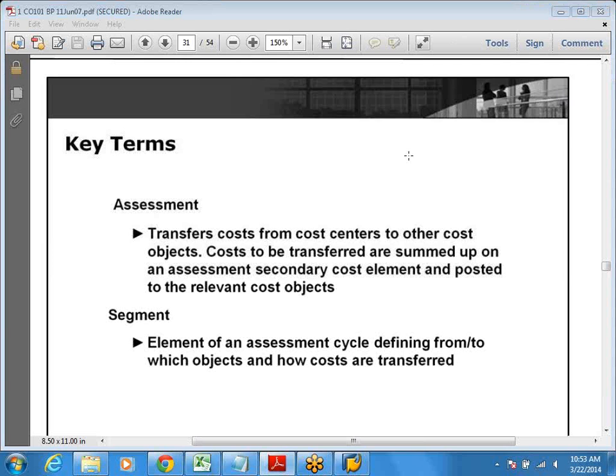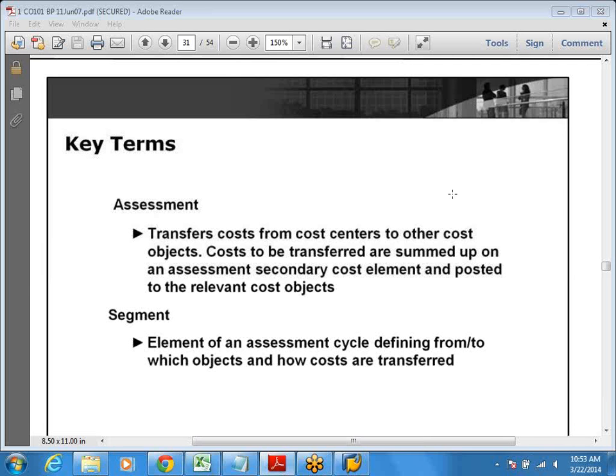Assessments. The term assessment means you're transferring costs from one cost center to another cost object. You can transfer from a cost center to an internal order, WBS element, any other cost object. Costs can be transferred or summed up via an assessment secondary cost element and posted to the relevant cost object. So assessment always uses a secondary cost element if you're moving from one cost object to another cost object, right? So you're doing assessments on those things.